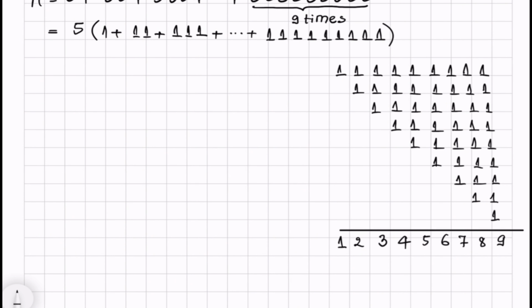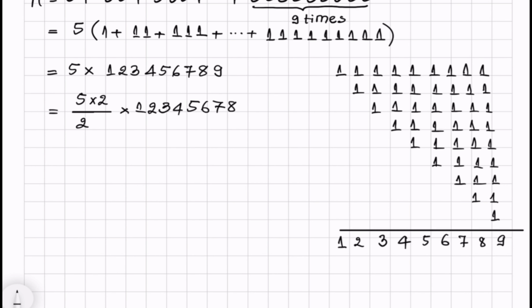Okay, so then the answer here will get 5 times with 1 2 3 4 5 6 7 8 and 9. Now we just take 5 divided by 2 and then times with 2, like this, and then times with 1 2 3 4 5 6 7 8 9. So that will be 10 times 1 2 3 4 5 6 7 8 9 over 2.